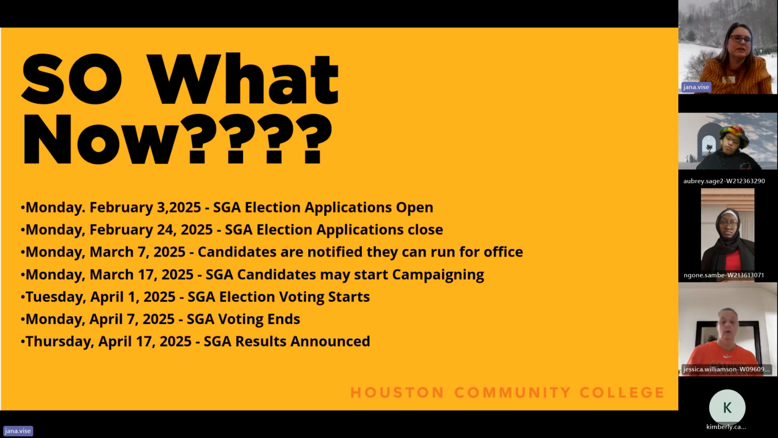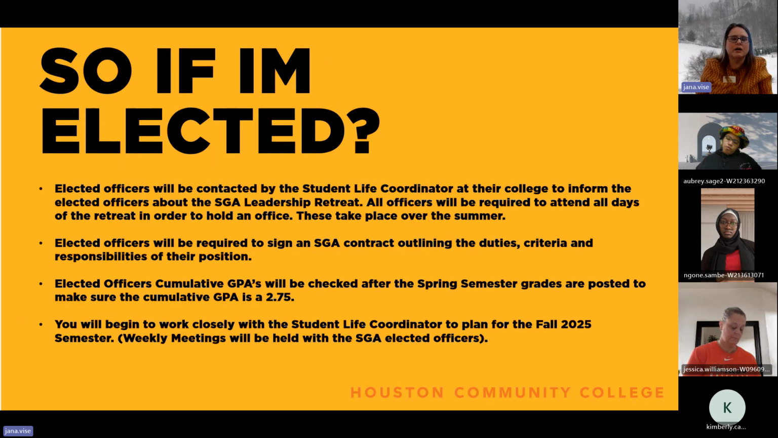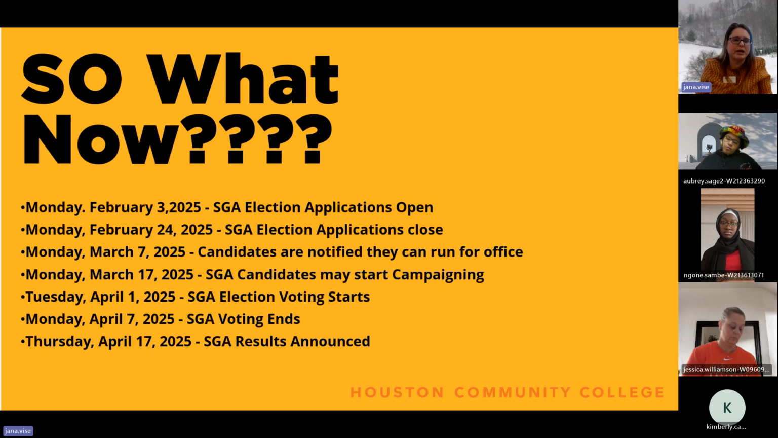March 17th, SGA candidates can start campaigning. That can be through social media and on campuses. And then Tuesday, April 1st, yes, on April 1st, no April Fools here. The voting starts, and then everybody gets to vote for a week. And then after we go through and confirm everything, SGA results are announced.